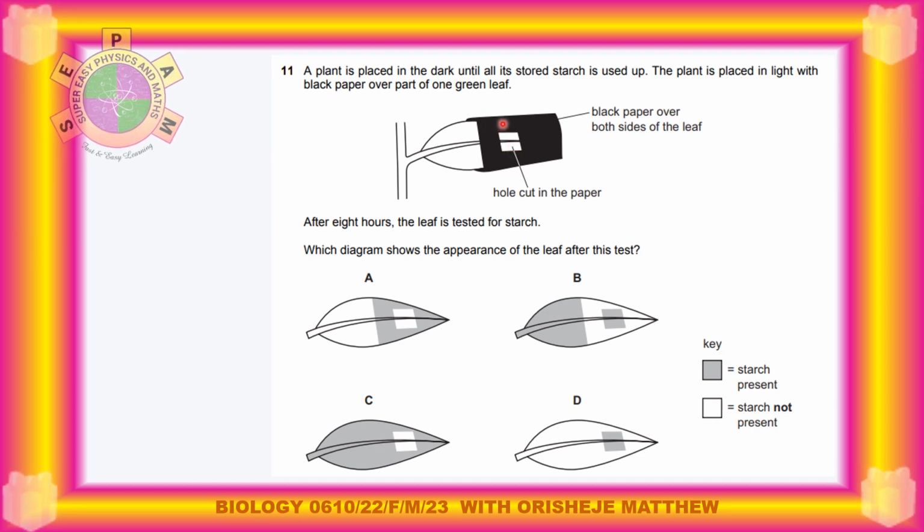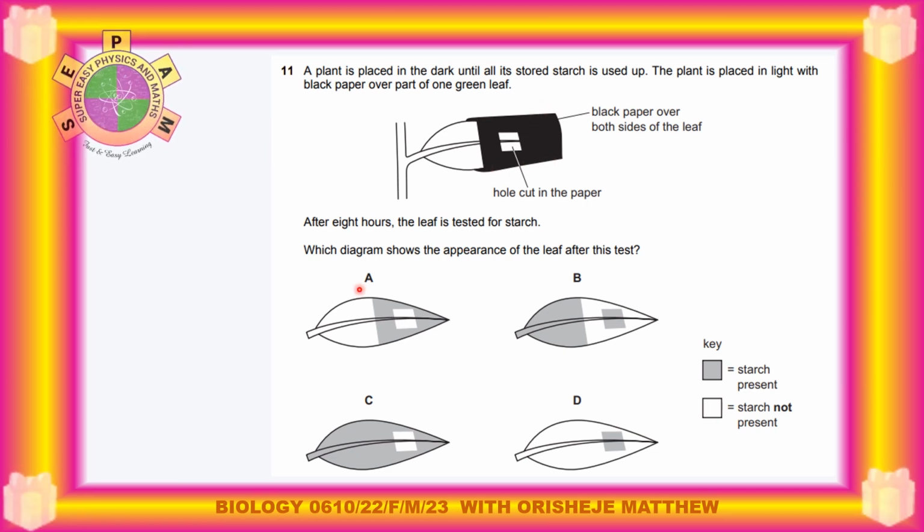Why this part that is exposed, like this window here, showing the vein and some portion of it. After 8 hours, the leaf is tested for starch. So what is going to happen? This part that is exposed to light will test positive. Then these two small windows will also test positive. But this part that is covered with paper, because there will be no starch formed in it, because the leaf was not exposed to light, will test negative.